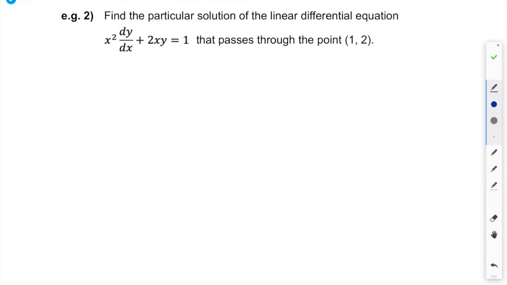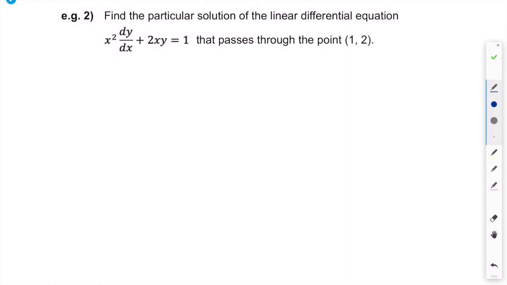Here is example 2. Find the particular solution to the linear differential equation x squared times dy by dx plus 2xy equals 1. And the function that we're looking for passes through (1, 2). Okay. Well, how do we do this question? This is actually your think about it question here. Okay, so we'll go about solving it.